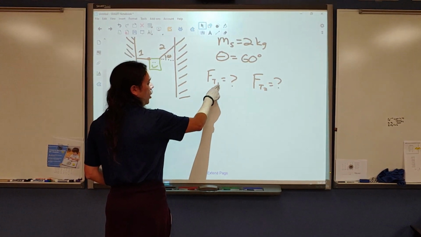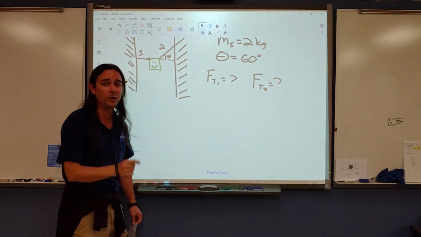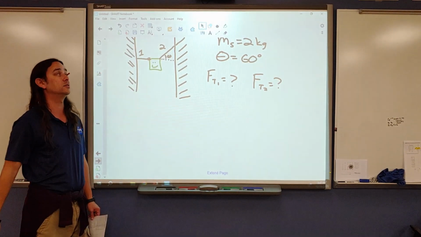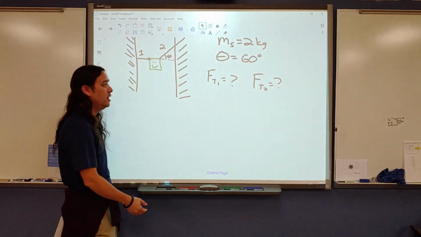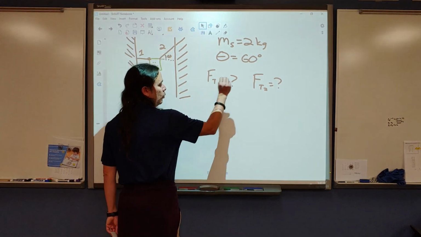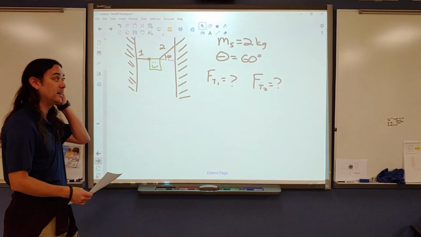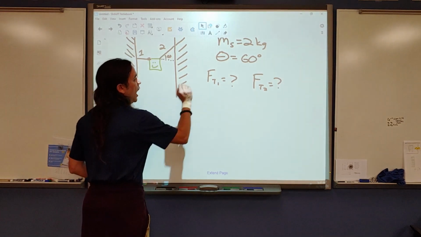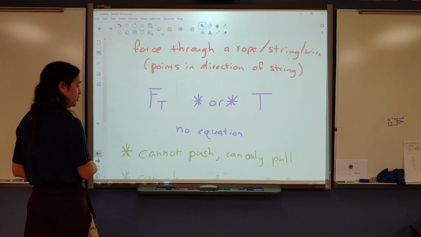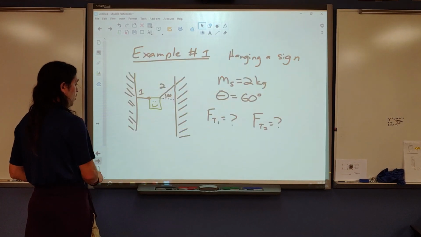We've got FT1, FT2. We're writing a bunch of little subscripts, which can be a little bit of a pain. So it's common to actually just call this T1 and T2 to make it a little bit simpler. We're going to see that it's going to get even more so. Okay, I need to find these forces, and as we just introduced, there's no equation.